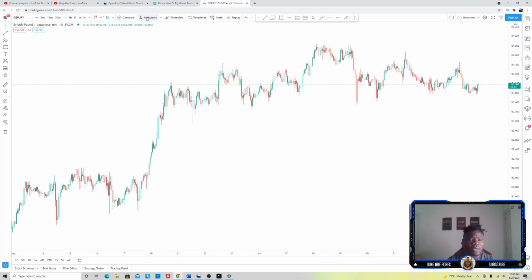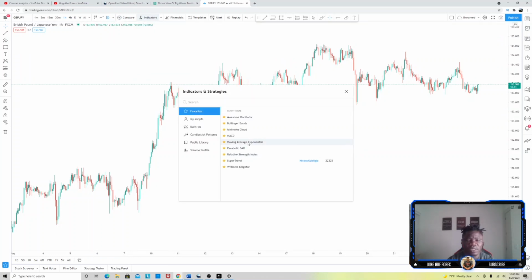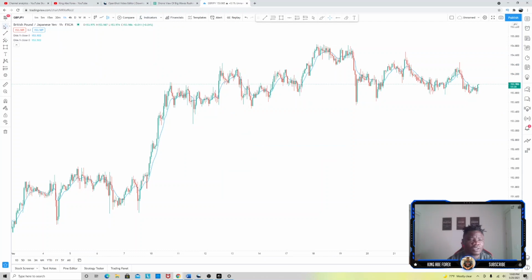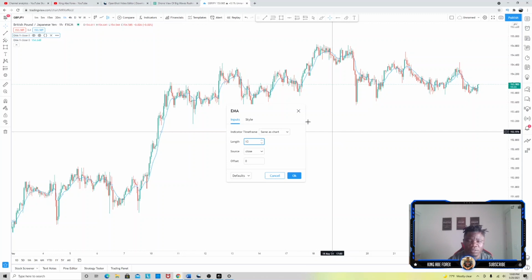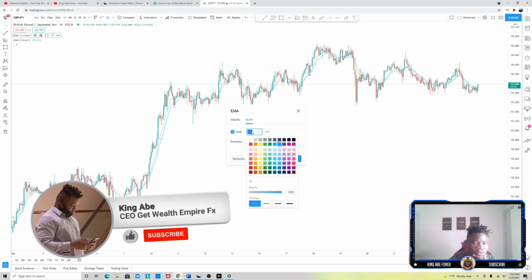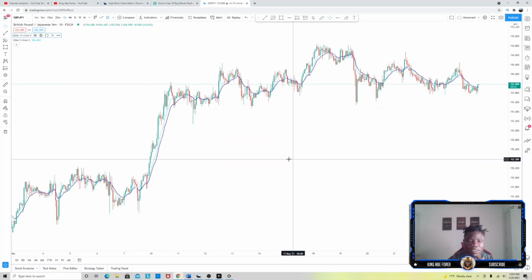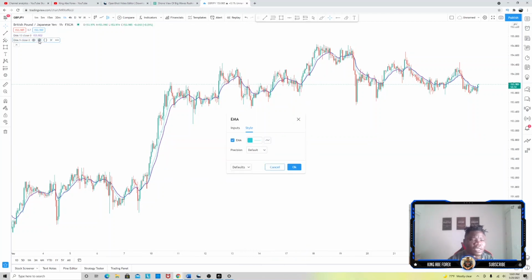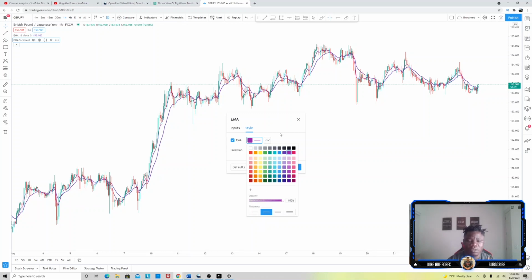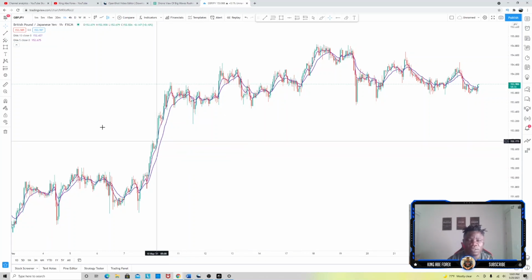So we're going to go over here to indicators, and we're going to add the moving averages EMA, and we're just going to change the settings. We're going to change this to 13, and you can use whatever color you want. I'll just change the thickness, and then you click on OK. For the second one, we're going to change this to 5, and for the style, you use whatever color you want, change the thickness, and then you click OK.